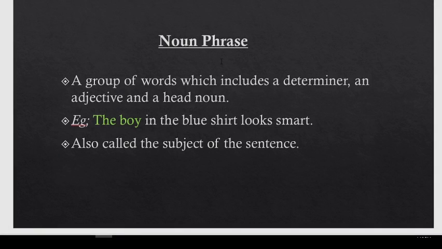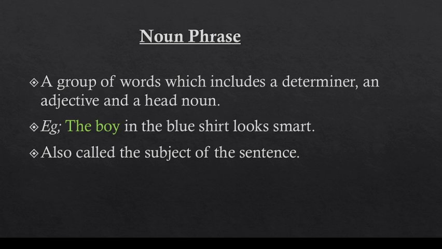Okay, first one, noun phrase. Noun phrase is a group of words which includes a determiner, an adjective, and a head noun. Example: the boy in the blue shirt looks smart. The boy forms the noun phrase, also called the subject of the sentence. The structure of this noun phrase is a determiner plus adjective plus a noun, the head noun of the sentence.